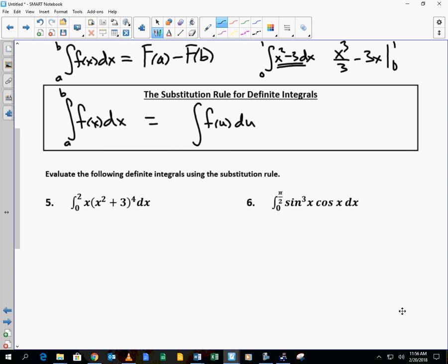Definite integrals. And what you can do is you can do a substitution. You can have a function in terms of u instead of in terms of x. But that changes your bounds. In order to compute this bound, you would say it's u of a. In order to compute this bound, it's u of b.